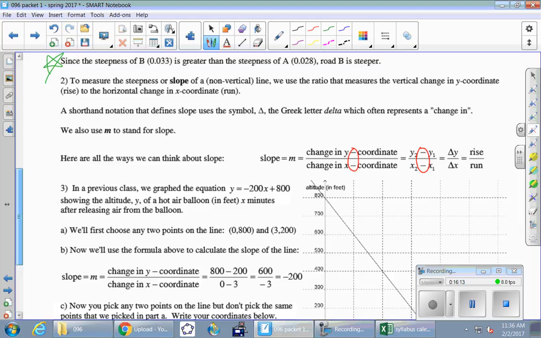Are we just using M for slope for now, or is it an overall? We're going to be using the letter M for slope all semester.